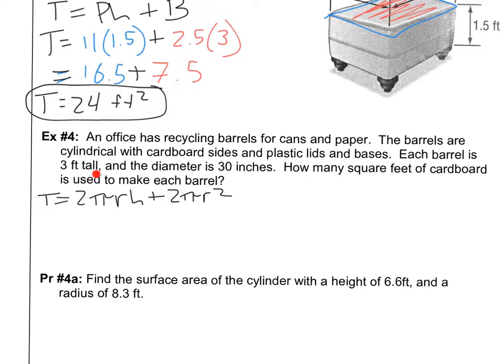Each barrel is 3 feet tall. That looks like a height, so let's go ahead and plug that in. 2 pi, I'll plug in the radius in a second. The height is 3, and the diameter is 30. So right away, if the diameter is 30, we should know that the radius is 15. So 15. How many square feet of cardboard is used to make each barrel?